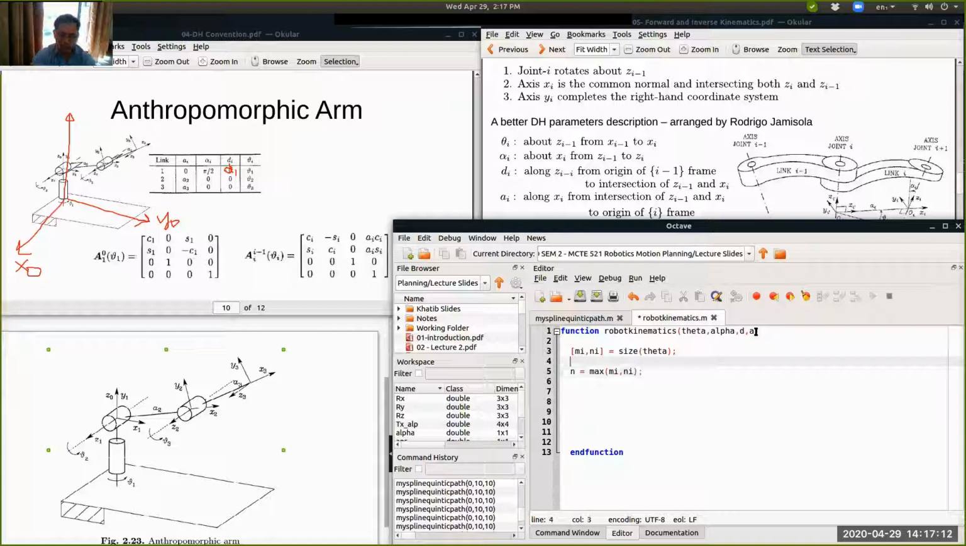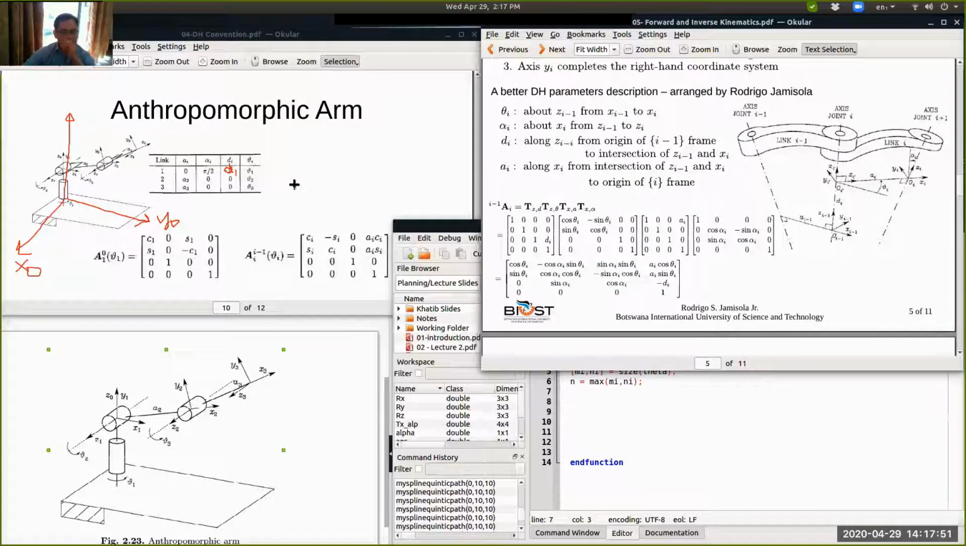We need this just in case the person entering has the vector transposed, a column or a row vector. So we know that it inputs a vector. So maybe we see here, it accepts vectors of DH parameters. Okay, so all of them are vectors, and then we determine the number of joints of the robot by the size of the vector.